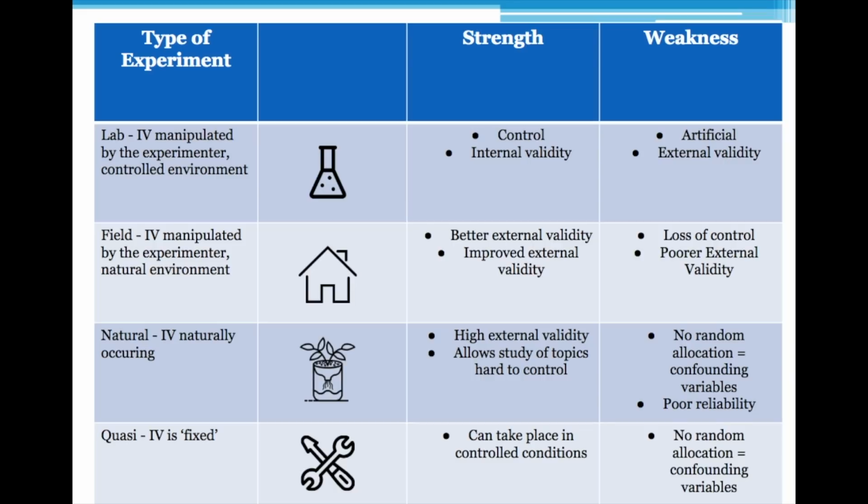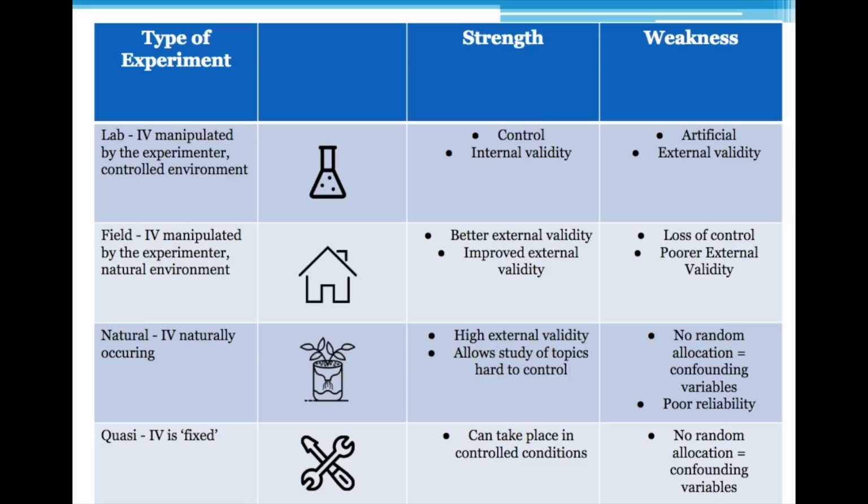Whereas in a field experiment, you're probably going to have better external validity because you're testing that in a classroom or in an office where people have had different meals and different amounts of sleep. Then it might be a bit better. So you've got improved external validity, but potentially you're losing some control. You are losing some control, so you potentially got poorer internal validity. Oh, I've got that wrong there. That should be poorer internal validity. A natural experiment is generally better still, high external validity because the IV is naturally occurring, the environment tends to be natural as well, and it allows you to study topics that are hard to control.